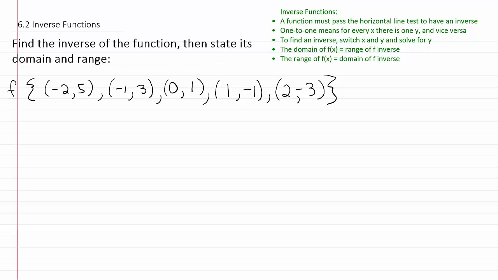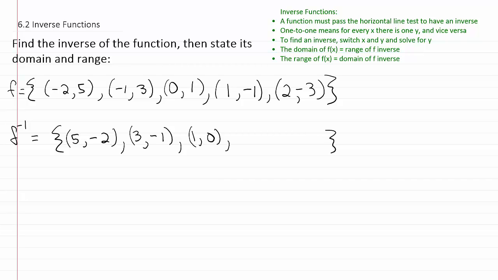if this is f, right, then f inverse will actually be equal to the set of points that has switched the x and y components, right? So basically, when you had (-2, 5), you will now have (5, -2). And when you had (-1, 3), you will now have (3, -1). And when you had (0, 1), you will now have (1, 0). And where you had (1, -1), you will now have (-1, 1). And lastly, where you had (2, -3), you will now have (-3, 2).